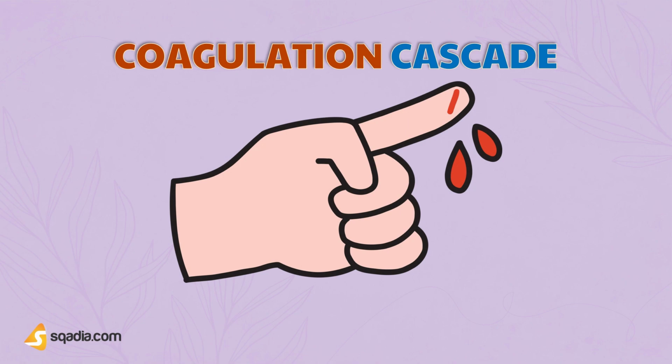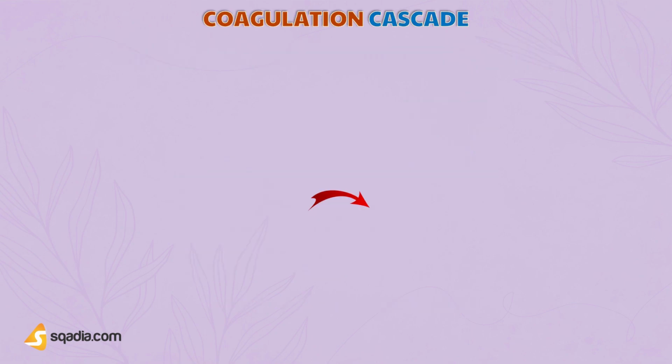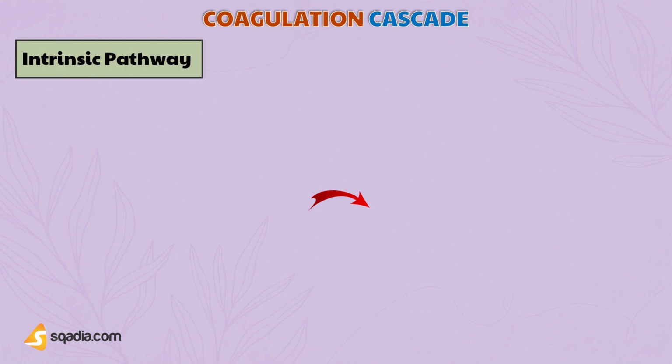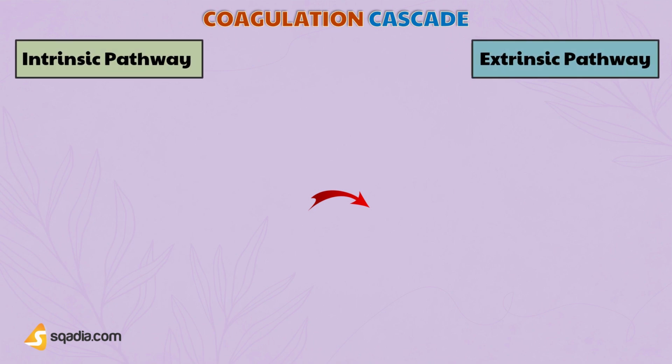The coagulation cascade is a process that happens in our blood to form a clot when we get a cut or injury. It involves a series of reactions that activate different substances in our blood. First, there are two main pathways called the intrinsic and extrinsic pathways. These pathways are like different roads that eventually meet.